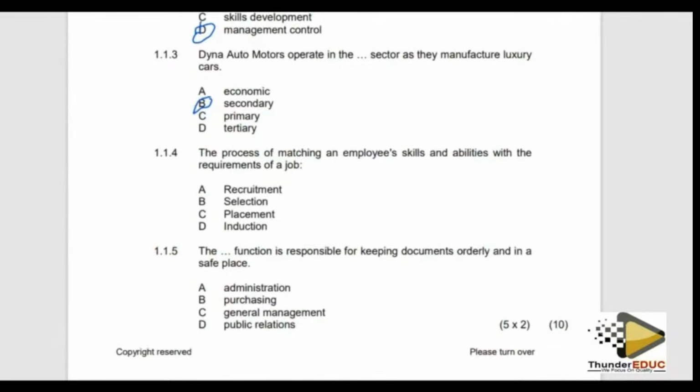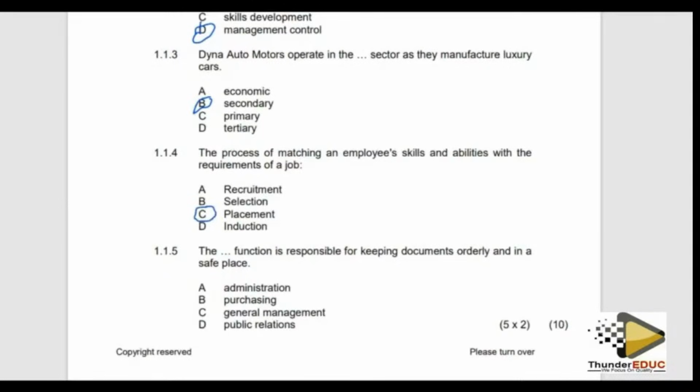So induction is actually orientating a new candidate to know all the corners of the company. Also, it introduces this new candidate to already existing members of that particular company. So now, the matching of employee skills and ability with the requirements of the job normally can be addressed under the placement. Because as much as I explained what recruitment entails, selection entails, and induction, the appropriate answer can be C.